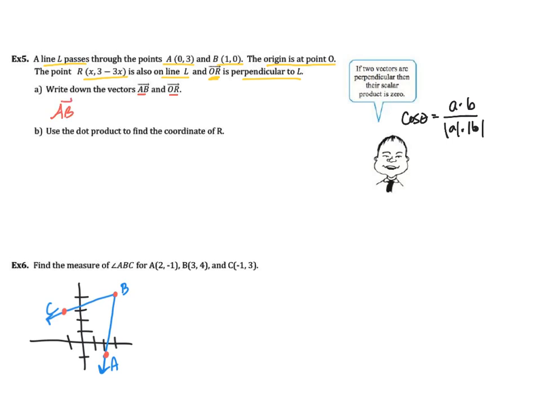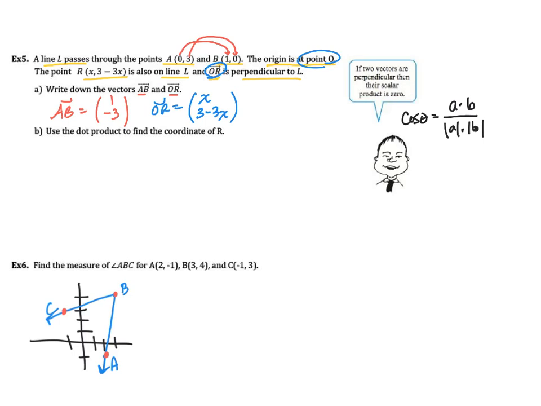So AB, we're going to put that in component form, so we're going from 0 to 1, so that's a positive direction to the right 1, and then from 3 down to 0, so that's down 3. And then OR, well, O is at the origin, so vector OR is from 0 up to x, and then from 0 to 3 minus 3x, so it's just x and 3 minus 3x.